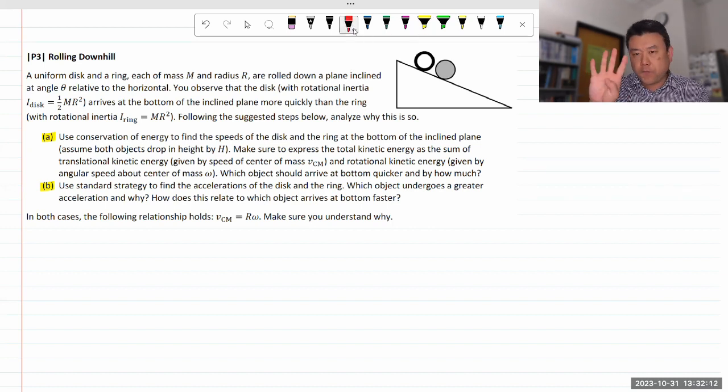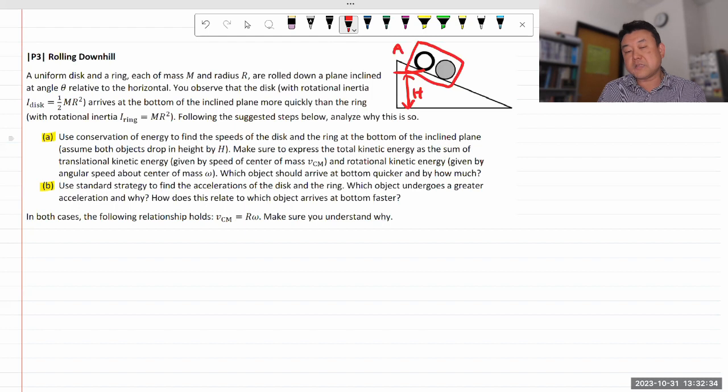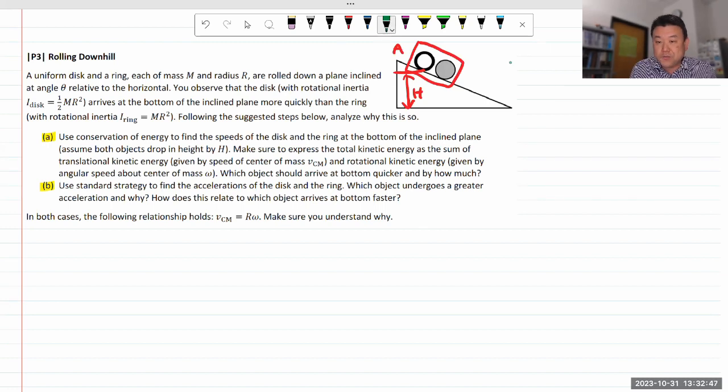So I'm dealing with four different snapshots. Let me call this A. Snapshot A is at the top, for the ring and for the disk. Even though they are shown separated, let's say they are starting at the same height H, and that's my snapshot A, my initial snapshot. And my snapshot B, for the ring and for the disk, actually occurs at different times, but the timing doesn't matter anyway. One's at the bottom.